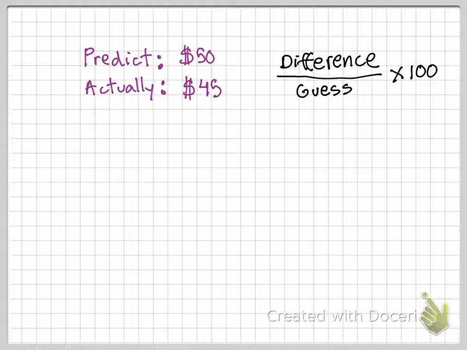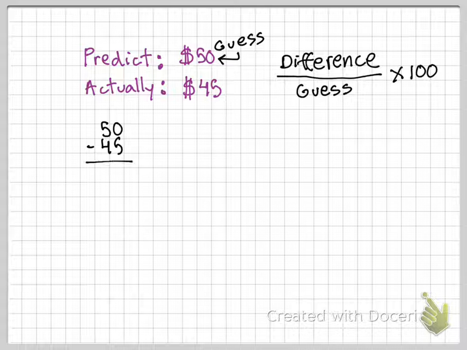Say that your club had a fundraiser. You predicted that you would raise $50 from this fundraiser. So that's your prediction right there. That is your guess. But what you actually raise is $45. So the way to find the percent error is to figure out the difference between those two numbers. This one's a pretty easy example, so we probably don't need this step, but we'll do it just in case. If I'm not sure what the difference is, I subtract. So I realize that there's a $5 difference between those two numbers.